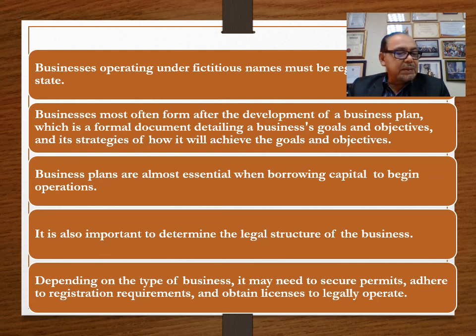Depending on the type of business, it may need to secure permits to adhere to registration requirements and obtain licenses to legally operate. For example, if we are running a college, how many licenses do we have to apply for? First, we have to apply for a license from the Ministry of Higher Education. One license. You have to go through the procedure, which is not easy. All the terms and references you have to follow.